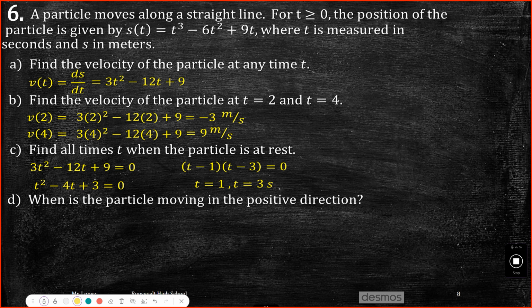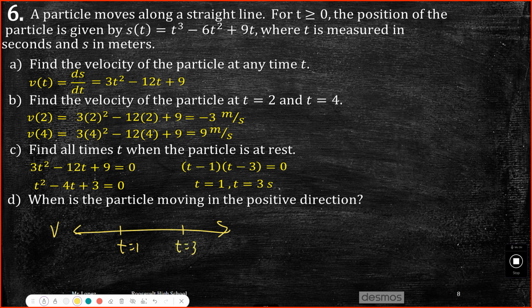When is the particle moving in the positive direction? When is it moving to the right? So how can we figure out when the particle is moving to the right? Let's do a number line. See, we got velocity here. And we know that when velocity is greater than 0, it's moving to the right. But we need these critical points, time equal to 1 and time equal to 3. That's when velocity is 0.